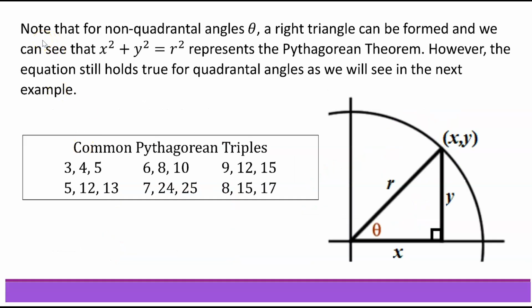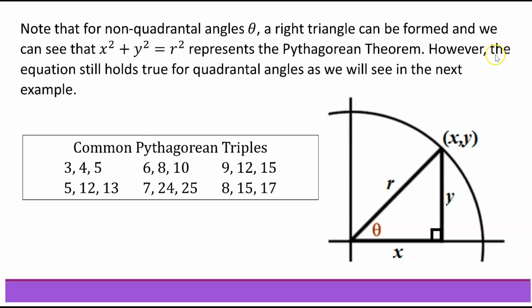So to summarize what we just said, we want to note that for a non-quadrantal angle theta, so here's my theta, a right triangle can be formed, and we can see that x squared plus y squared equals r squared, which was the equation of a circle. It represents the Pythagorean theorem. So we have this base is x, this height is y, this radius here r, really just becomes the Pythagorean theorem. The two legs of the right triangle, each squared and added together, gives us the hypotenuse squared.